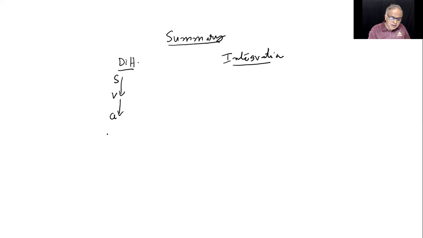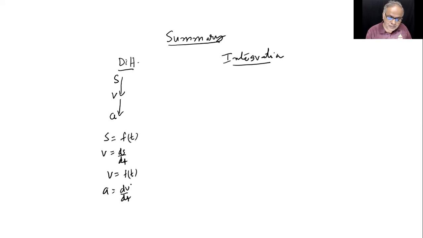What does it mean? S will be given to you as a function of time. Graphically, I showed. So V is got from ds by dt. We can write Vx is dx by dt, doesn't matter. This V is known now. That is, V as a function of time is known. I'll get A equals dv by dt. So that's all the summary.